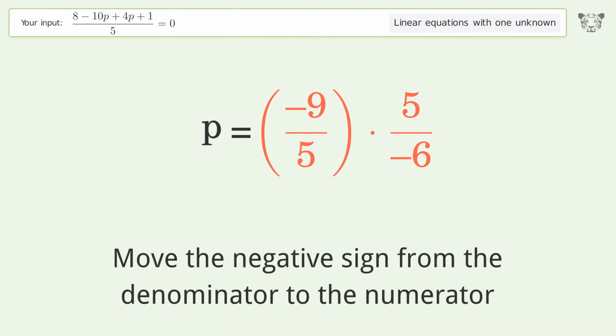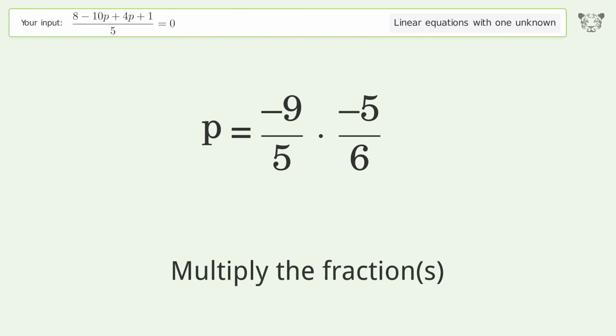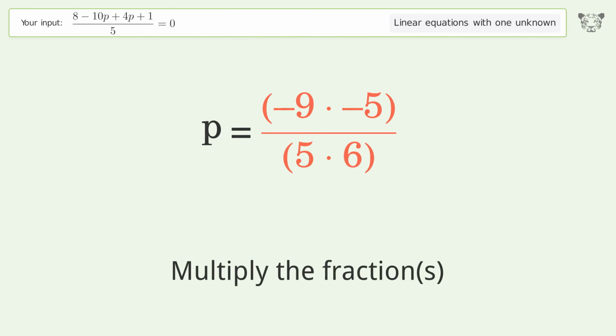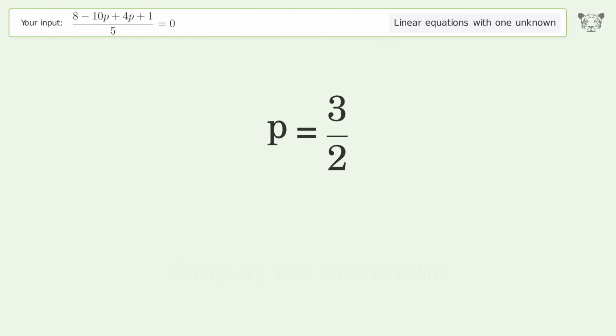Move the negative sign from the denominator to the numerator. Multiply the fractions. Simplify the arithmetic. And so the final result is p equals 3/2.